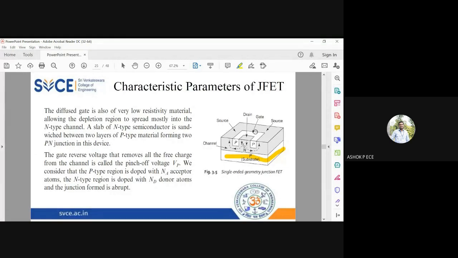Okay. So both are going to be your gate. So this one terminal will be your source, and this terminal will be your drain, and this terminal will be your gate. So this is the single-sided geometry of your JFET, how the junction is formed. Okay, and you know the drain current will flow from drain to the source. This is the actual direction of flow of drain current.